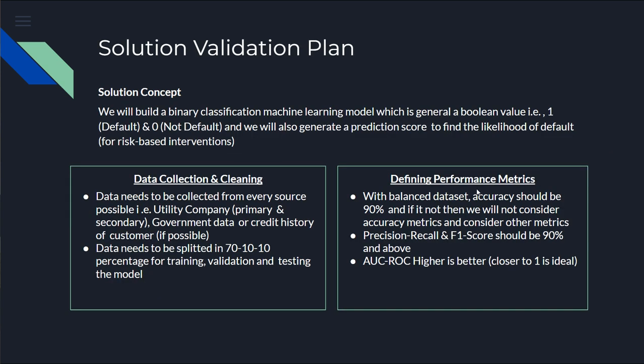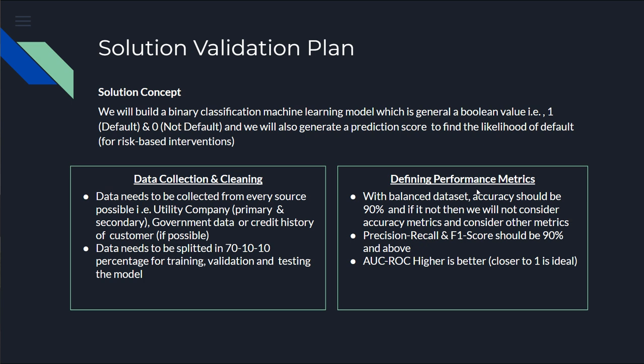So, the solution validation plan. Before we answer that, we should see the solution concept. As part of this, we will build a binary classification machine learning model, which generally outputs a Boolean value, one or zero, and we will generate a prediction score to find the likelihood of the defaults.